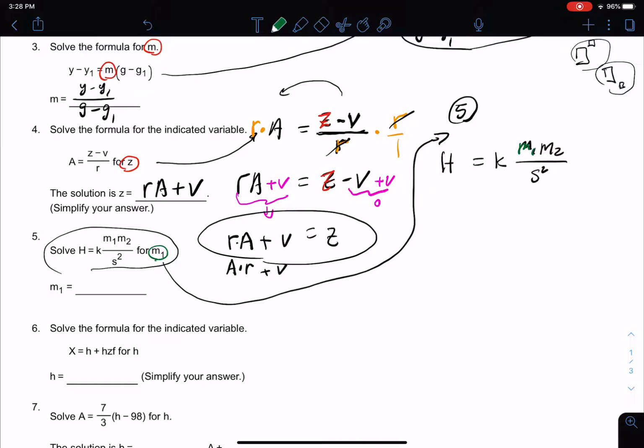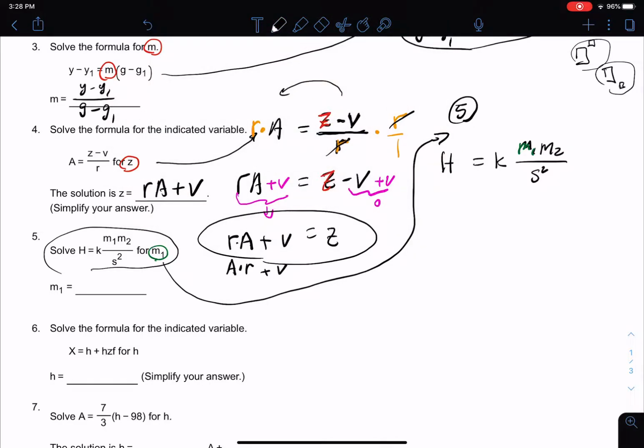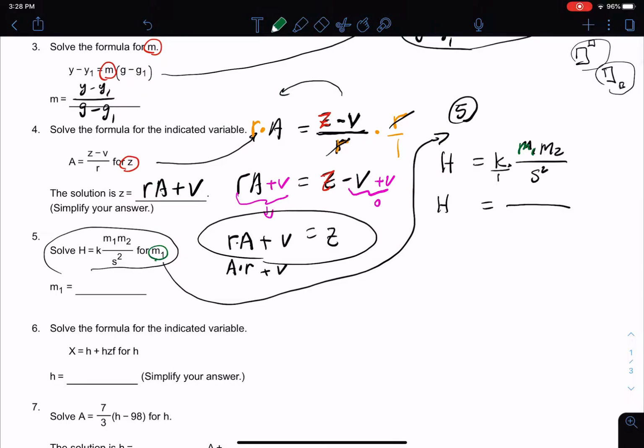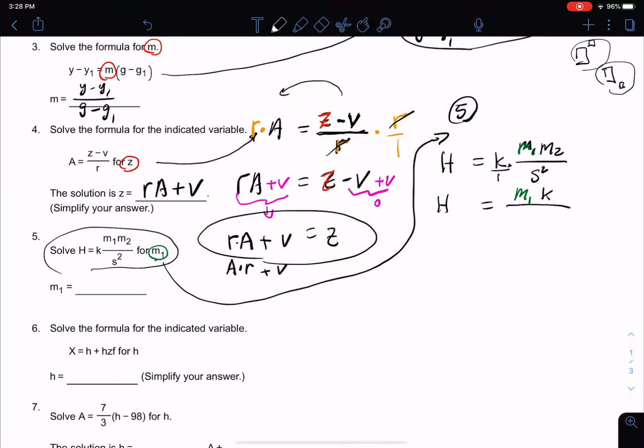Another thing that you can do, which could maybe be a little bit helpful, is think about this K as K over 1. It's just being multiplied. That just tells us that K is up top with everything else. So it's just K, M sub 1, M sub 2, they're all being multiplied. Order doesn't matter. I'm going to write M sub 1 in the front because I know I have to get that by itself, and I'm going to write K times M sub 2.